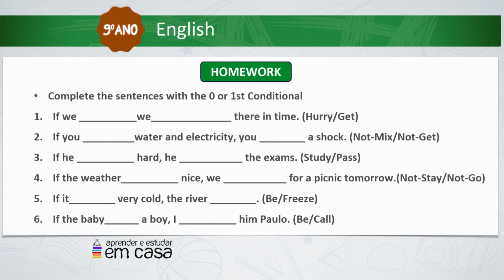Sentence number 5, if it, blank space, very cold, the river, blank space. Now in sentence number 5, you have to complete with be and freeze. Last sentence, number 6, if the baby, blank space, a boy, I, blank space, him, Paulo. And you have to complete it with be and call.